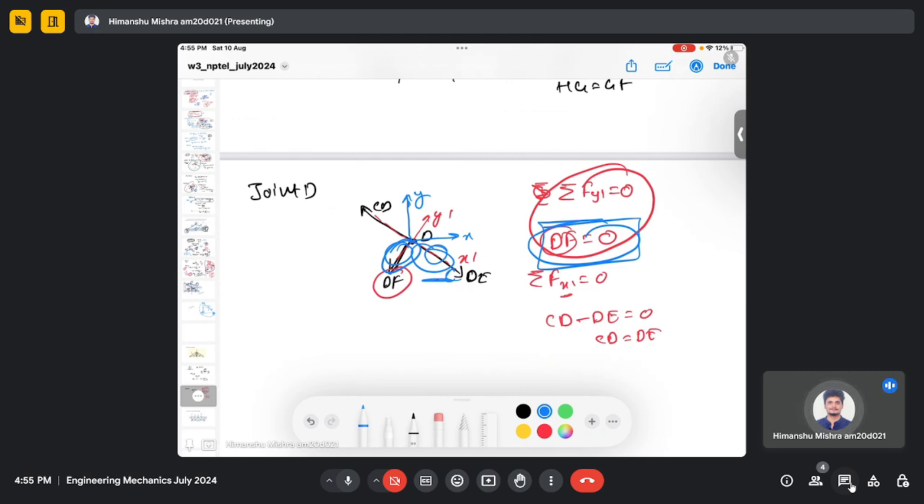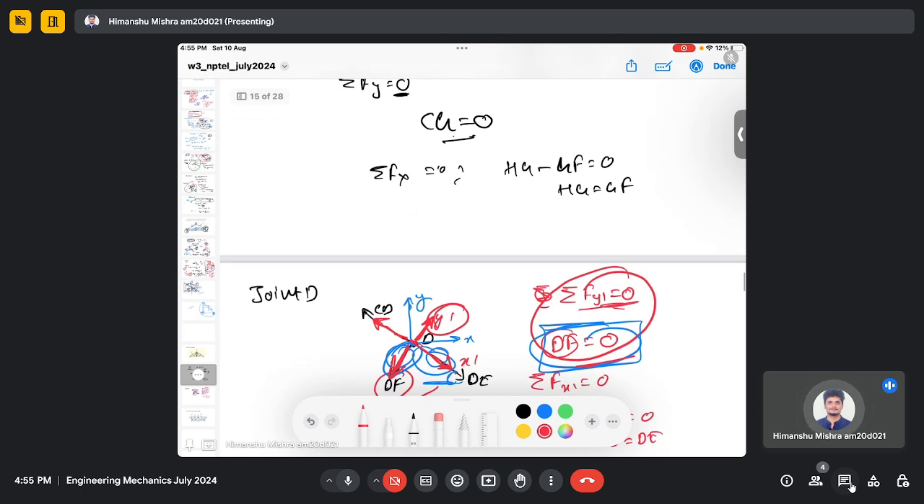But if you choose the Cartesian coordinate here in the x dash and y dash plane like this, you can directly define the force DF equal to 0, because this is the only force in the y dash direction, and according to the equilibrium principle it should be 0. That's all. So this is how, if you change the coordinate system according to your convenience, you can simplify the mathematical algebra.